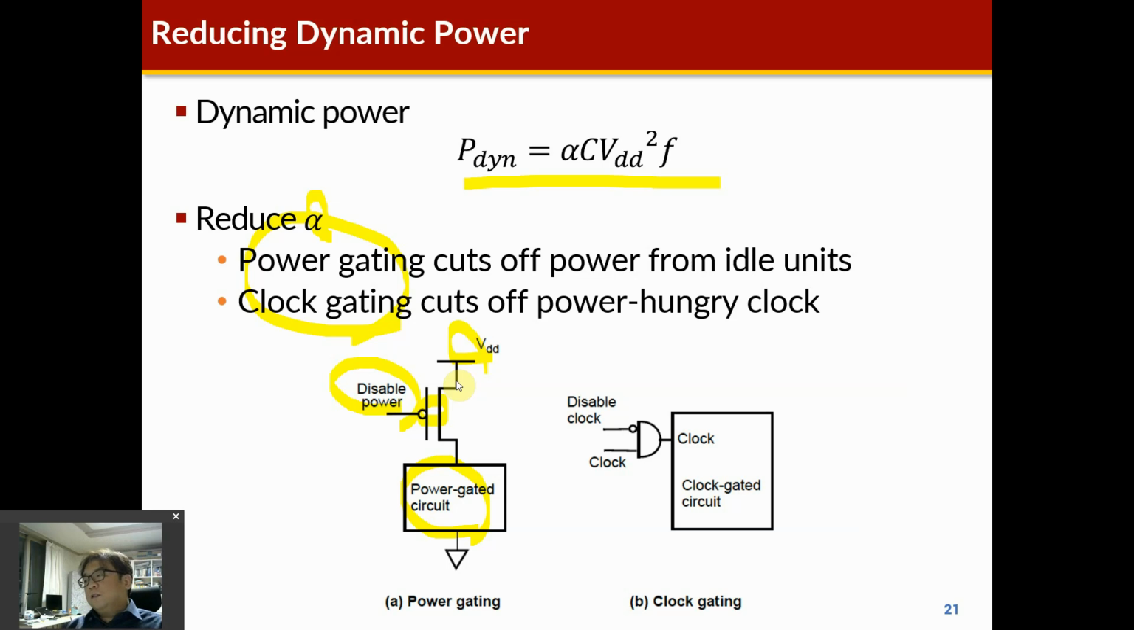And then clock gating. Clock gating removes some operation of the clock when the circuit is not used. But clock gating can be easily designed by computer CAD tools, computer-aided design tools. So power gating and clock gating are techniques to reduce the activity factor of the integrated circuits.